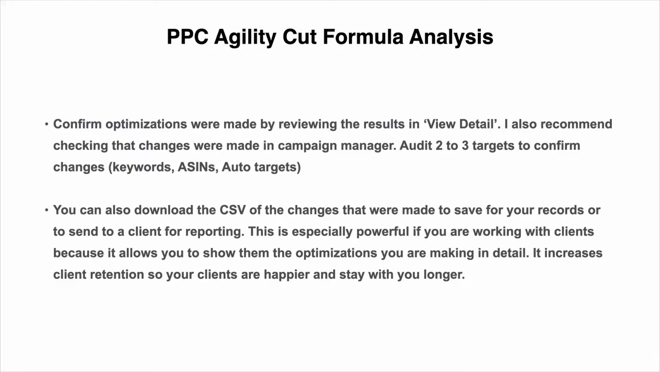Awesome. So PPC Agility cut formula analysis. So number 1, be sure to confirm the optimizations were made by reviewing the results in view detail. I also recommend checking that changes were made in Campaign Manager. Audit 2 to 3 targets, which could be keywords, ASINs, auto targets to confirm changes. So I always recommend, when a cut is made, just to verify the changes were made in the Campaign Manager real quick, just to make sure it was good. 1 or 2 keywords, maybe 3, just to show that it was changed is nice.